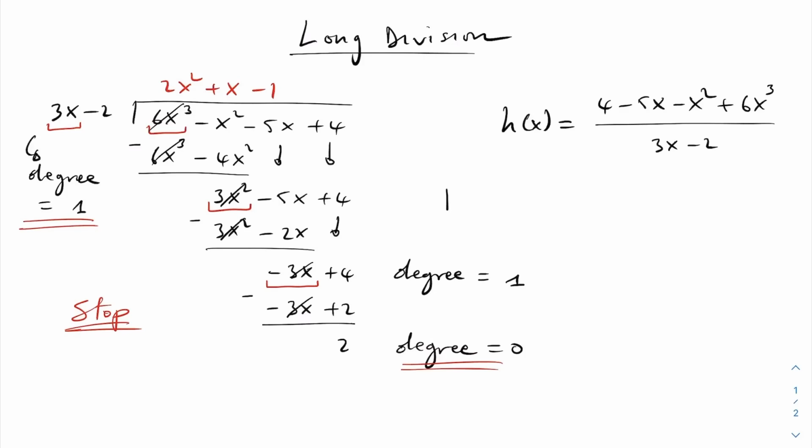And we can rewrite our function h of x as equal to the quotient, 2x squared plus x minus 1, plus the remainder 2 divided by the divisor, 3x minus 2. And so with that, we are done.